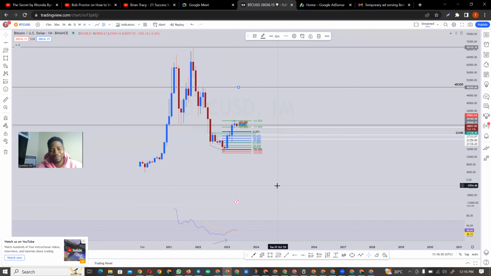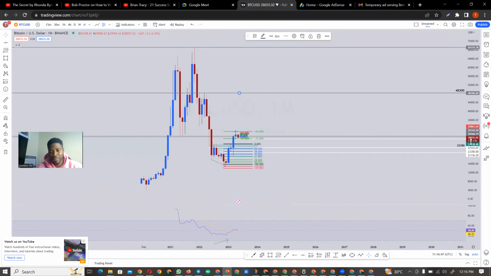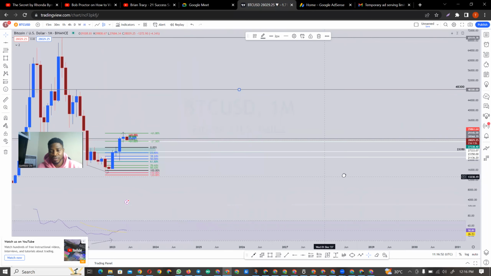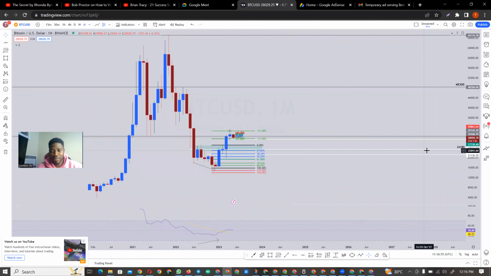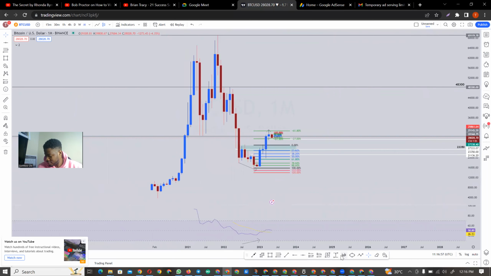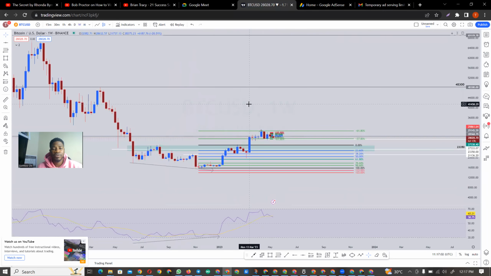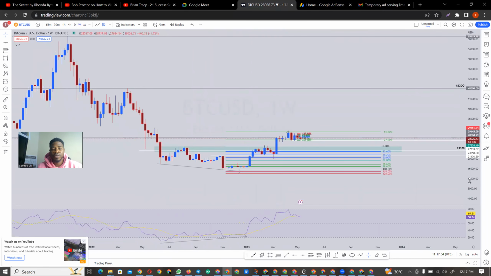Okay, so let's move. On the monthly time frame, we only see a break of this lower high. Then I mark the base of this lower high because I see the market coming to test it. So this zone now, I call it 23,550. This is my white line.